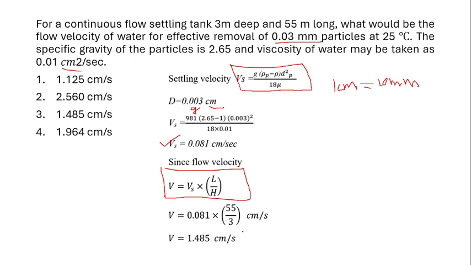If you substitute this, the meter will get cancelled. Vs is in centimeter per second. The answer is 1.485 centimeter per second. This is the flow velocity. Answer is 1.485.